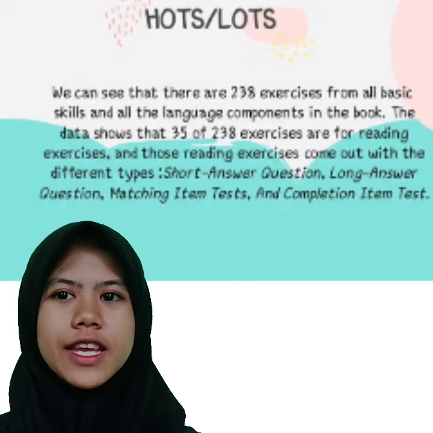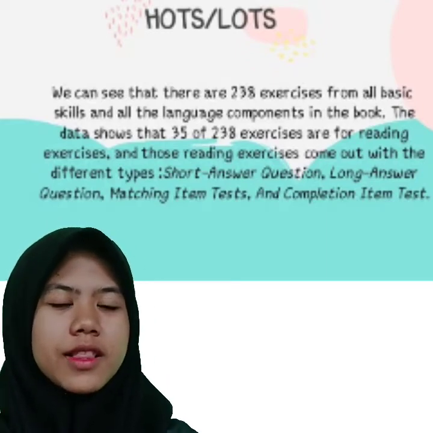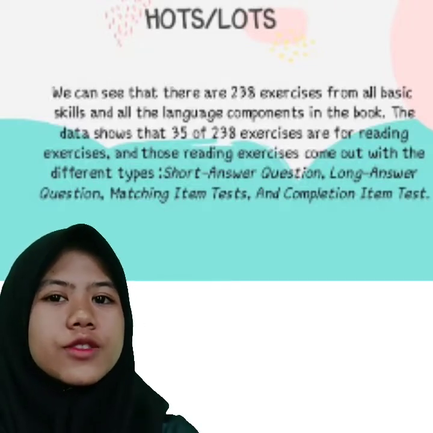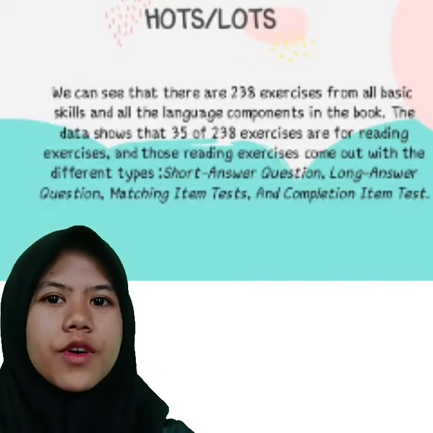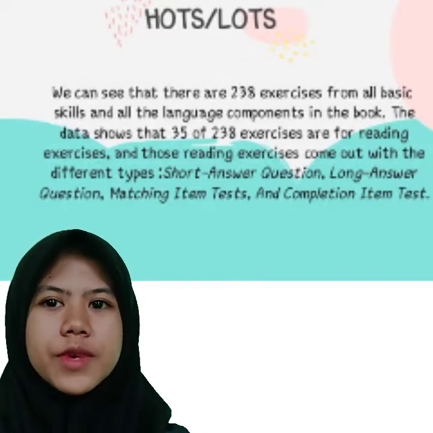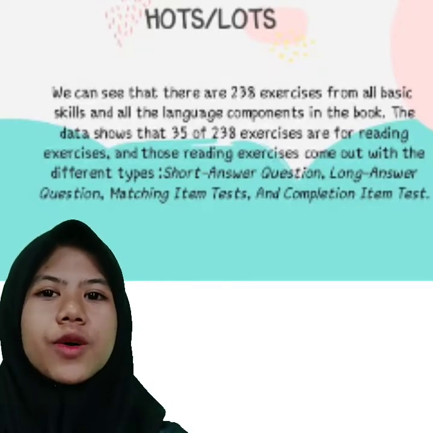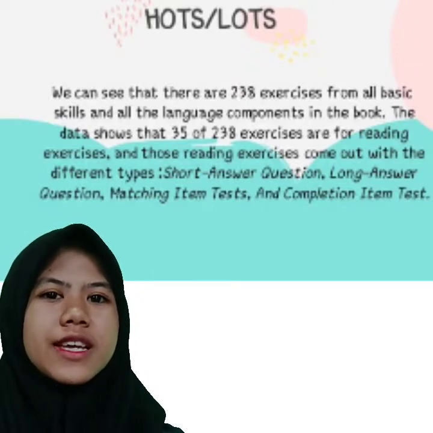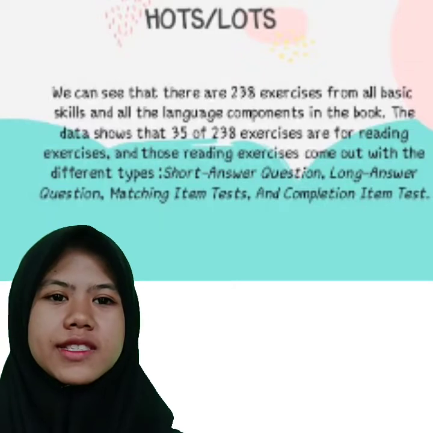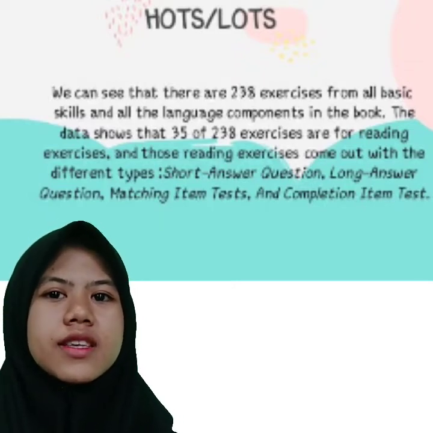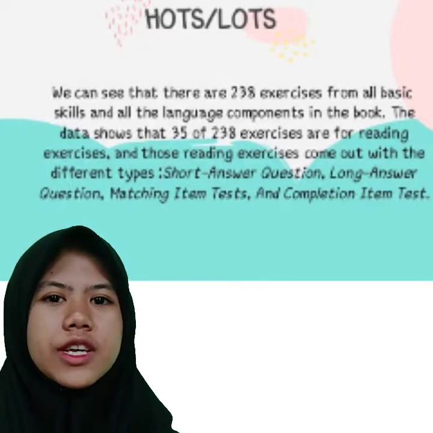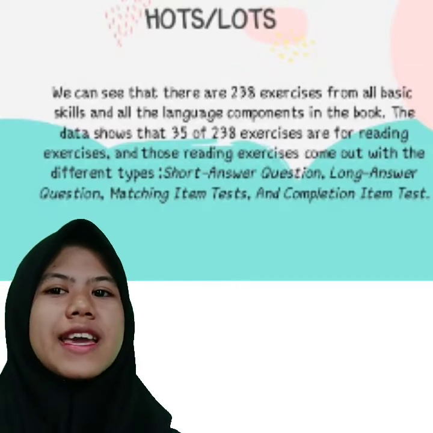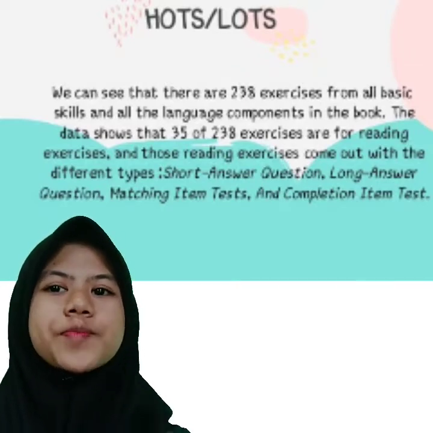Okay, the next is HOTS and LOTS. From the table about the distribution of reading exercises, we can see that there are 238 exercises from all basic skills and all the language components in the textbook, and the data shows that 35 of 238 exercises are reading exercises, and those reading exercises come in different types, such as short answer question, long answer question, completion items, and also matching items.